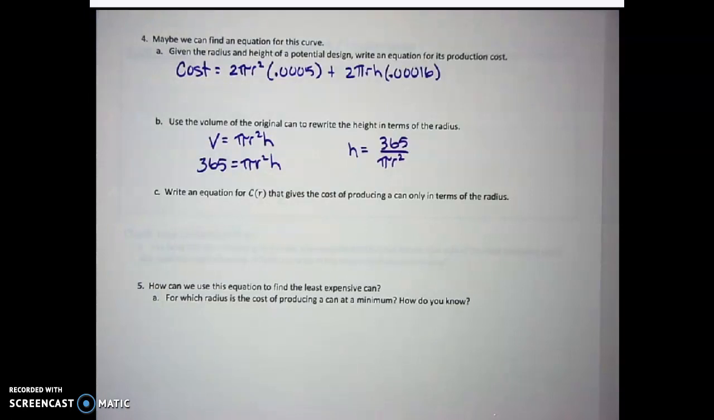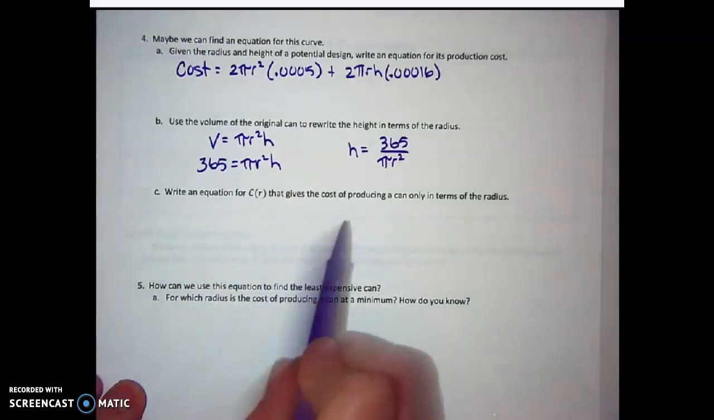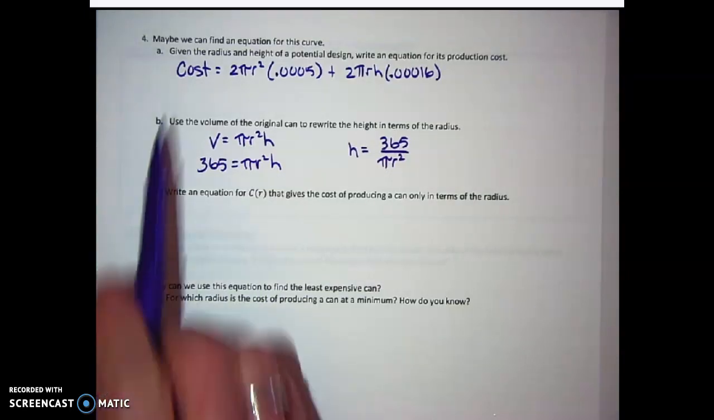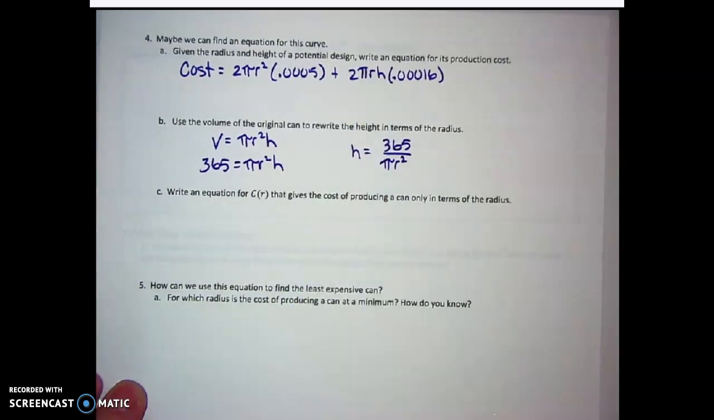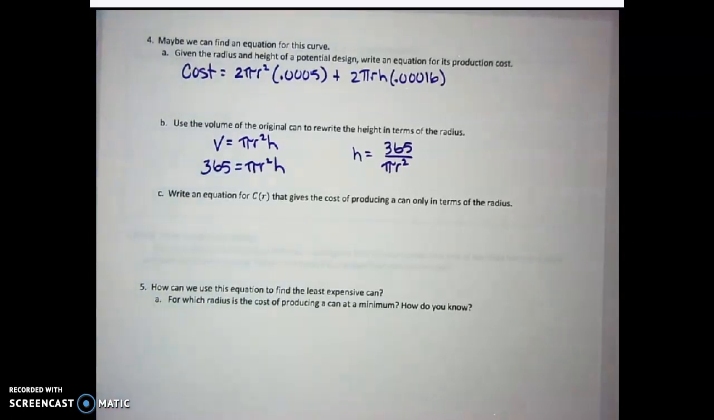Now, can we write an equation for the cost with respect to r that gives the cost of producing the can only in terms of the radius? So basically what we're going to do is use what we have for the h, plug it into that equation in 4a, and then simplify that so that we'll have the cost in terms of nothing but the radius.